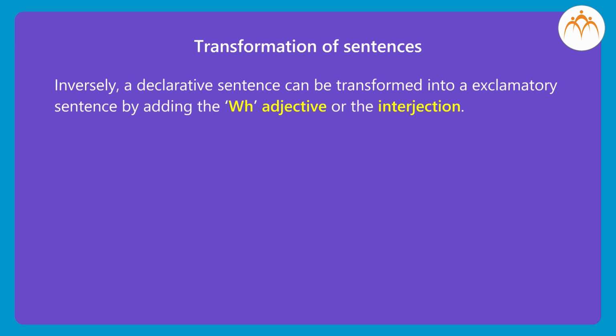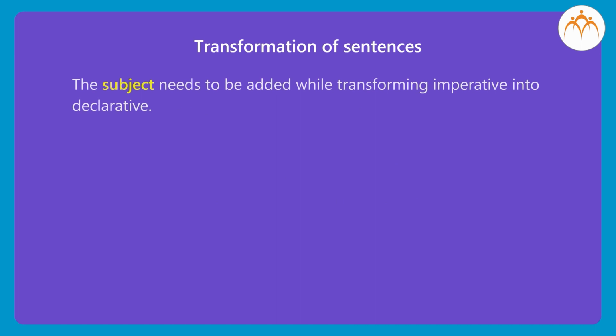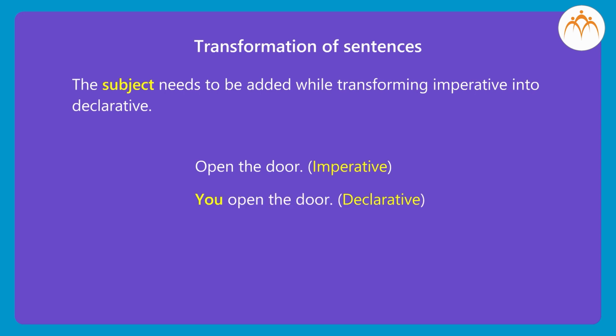Inversely, a declarative sentence can be transformed into an exclamatory sentence by adding the WH adjective or the interjection. For example, it is a very good idea. This is declarative. Now, to make it exclamatory, we can say what a very good idea it is. The subject needs to be added while transforming imperative into declarative. For example, open the door. This is imperative. To make it declarative, you can say, you open the door.